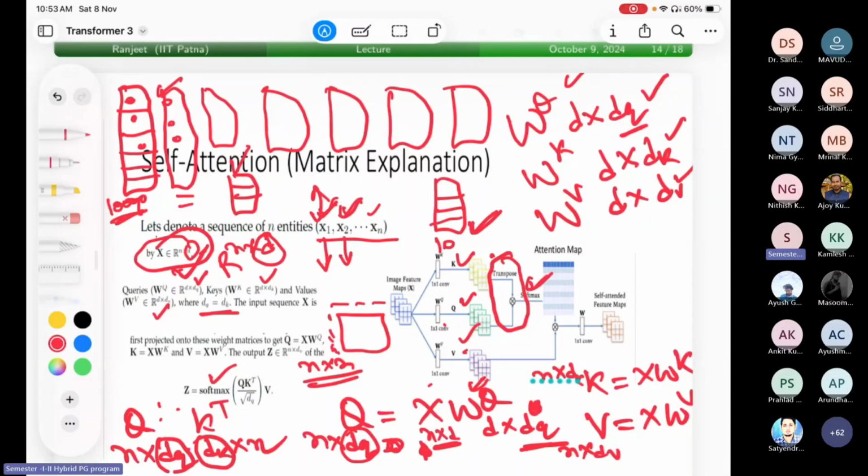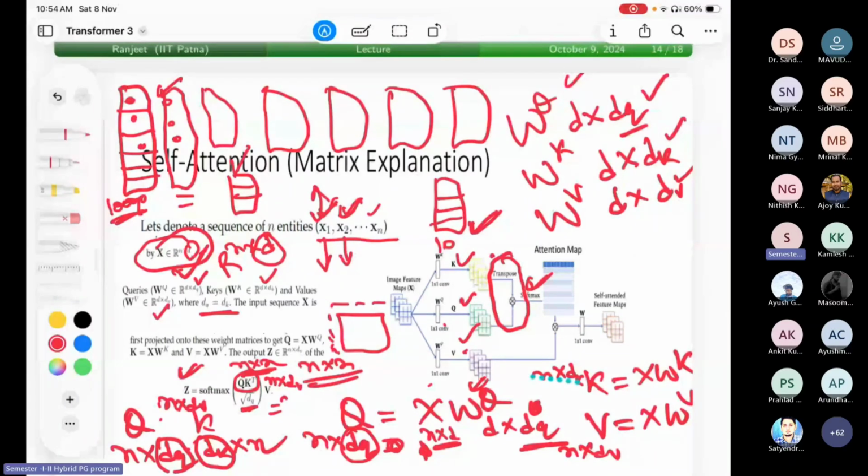You can see here softmax, and whatever you get from this part gets multiplied with v. If I see here, this part was giving n into n, and if you divide with this scalar value, it will not change anything. The dimension will not change, only the values would change, but the dimension would remain the same. And then you are multiplying this with v. What is the dimension of v? The dimension of v is n into dv. And finally, you are getting z, that is your n into dv.